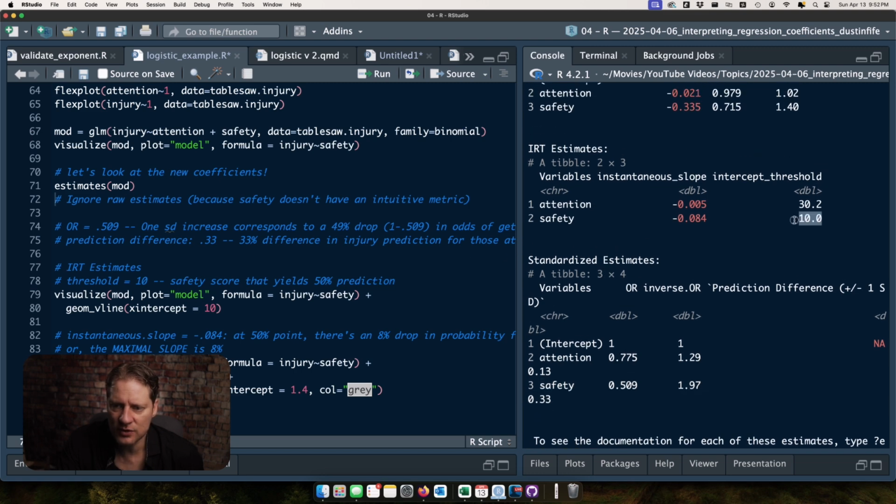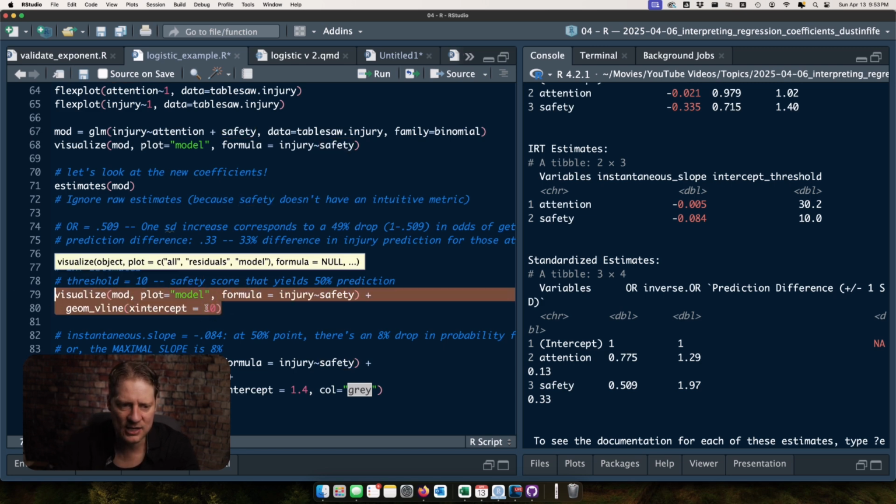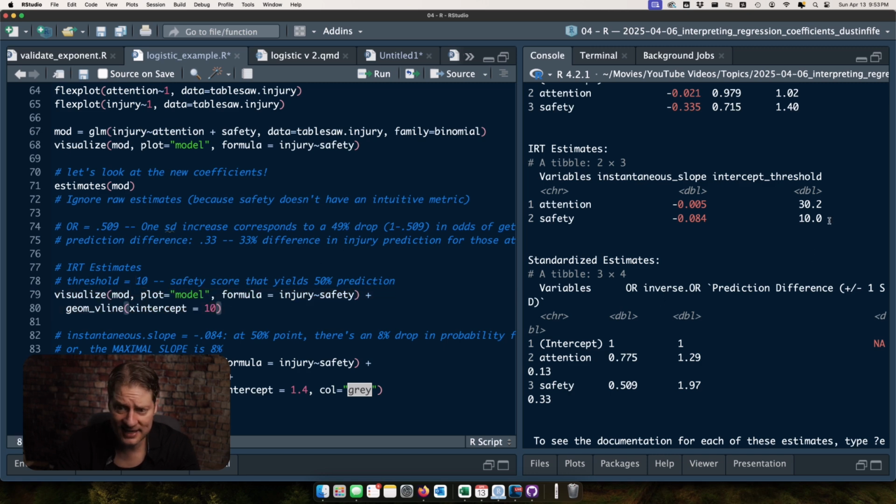Now let's look at the IRT-like estimates. We've got a threshold value of 10. What does that mean? Remember, the threshold tells you the point on X where 50% of the people get injured, in this case. We can see that if we overlay a plot. I'm visualizing the model, with safety on the x-axis and injury on the y-axis, and I'm adding a vertical line at x equals 10. Where did I get that 10 from? I just got it from the threshold. I want to show you that this is going to intersect with the 50% threshold.